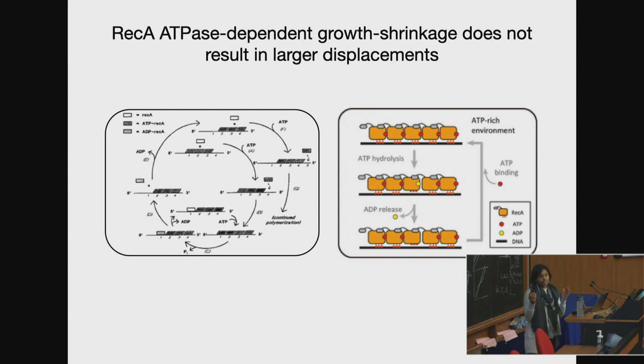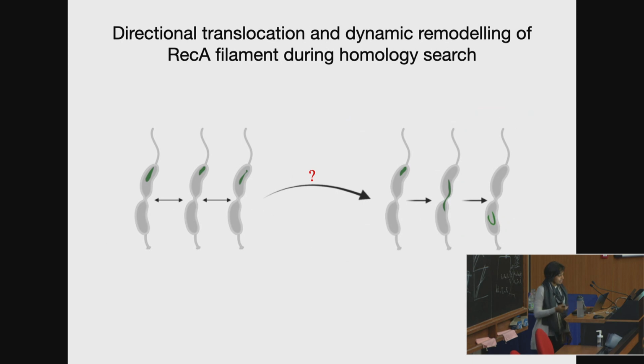So what this suggested was that RecA filament can grow and shrink in its length, but it may not have enough motor activity to cause larger displacements inside the cell. And so the question then becomes, what's really driving this movement of RecA that we are seeing? In vitro, this has been observed quite nicely, the formation of a filament, some small growth and shrinkages in length, but none of this large-scale displacement.